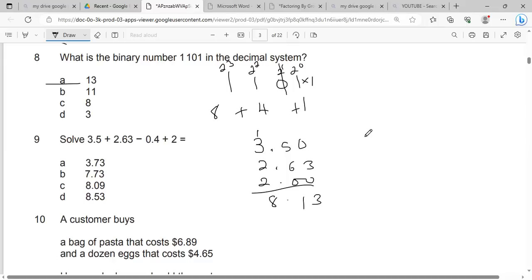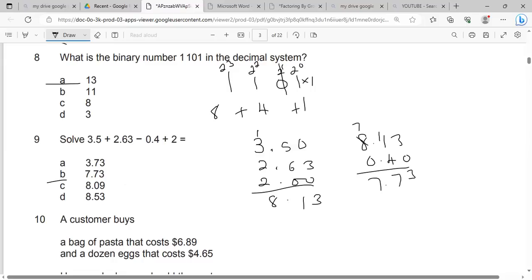And we're going to subtract 0.4. So remember, decimal point under decimal point. So it must end with a 3. 4 from this we can't. So we're going to take 1. Now we have 11. 4 from 11 leaves 7. And then we have 7.73. So that would be B.